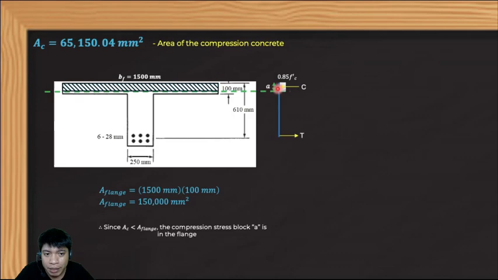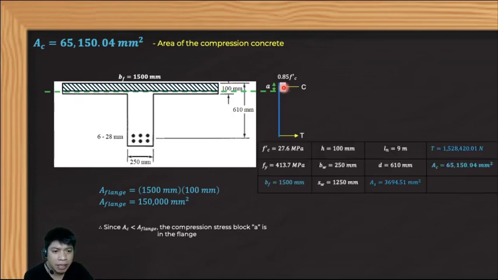Yung depth neto na A, yan na yung ating depth ng ating compression concrete. Or again guys, take note na itong A na to is the depth na kung saan in-apply natin yung 0.85 F sub C prime na stress, na uniform stress sa concrete. Okay? So yun. So ang gagawin lamang natin dito guys is kailangan nating ma-compute si A, di ba? Si A, itong A na to, okay?